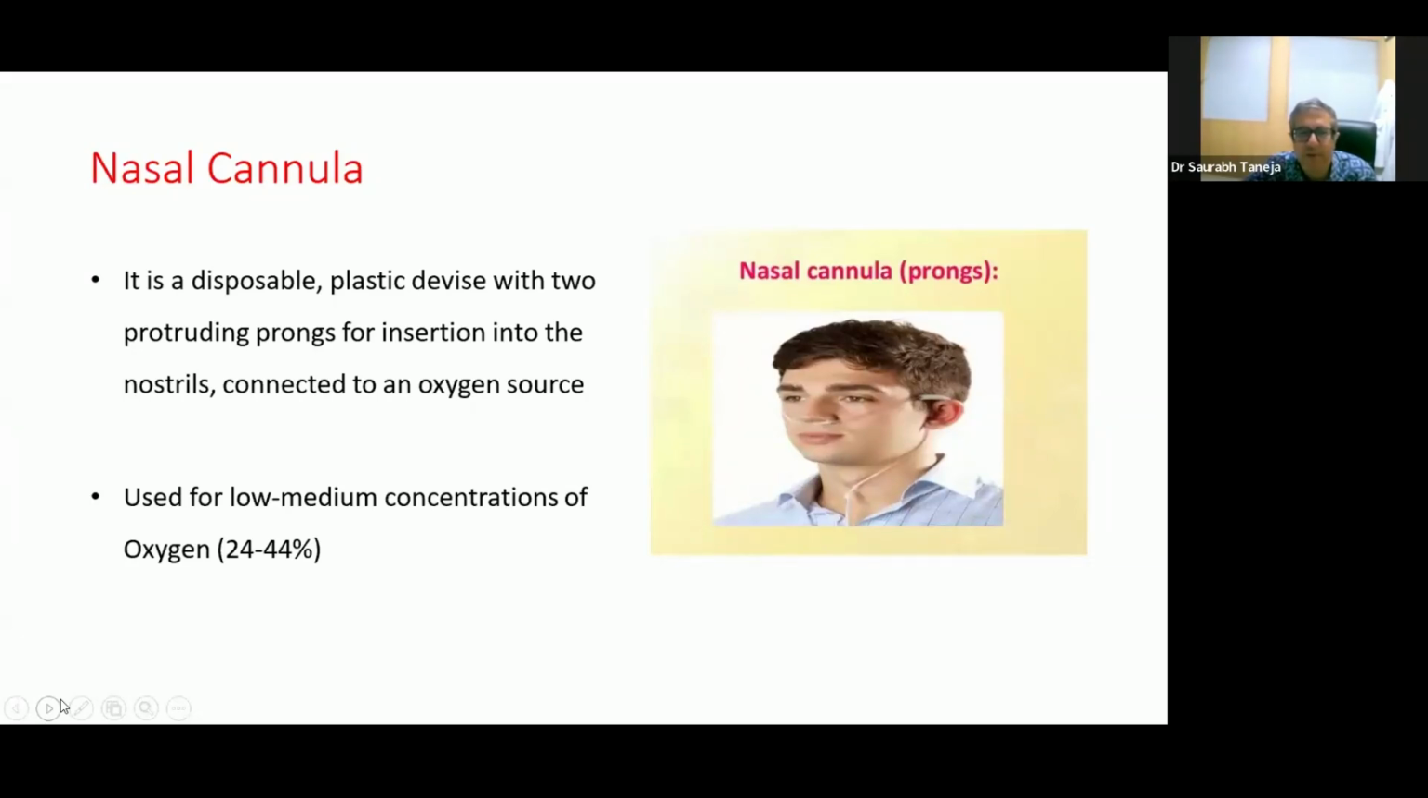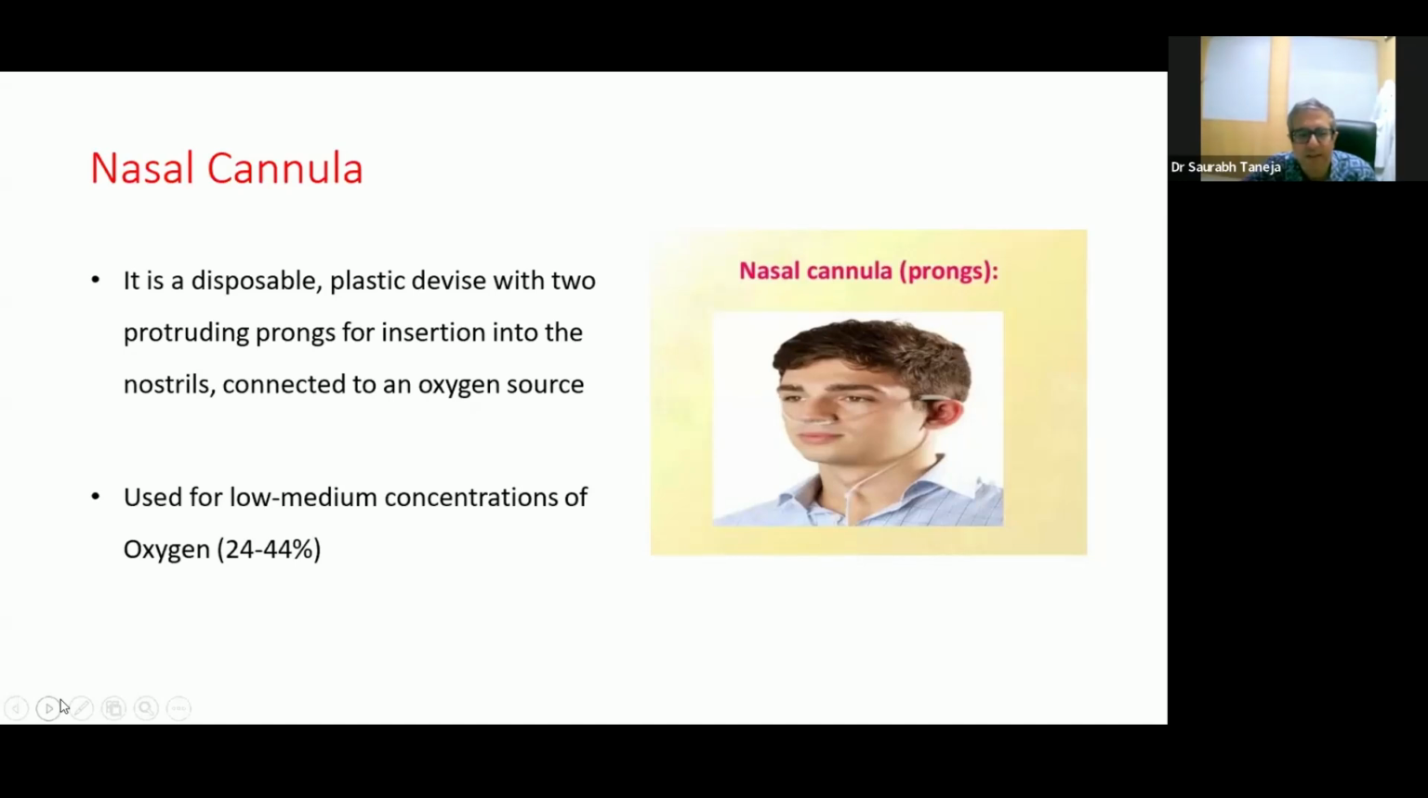We give oxygen from 1 liter to 6 liters with this. You and I breathe oxygen at 0.21, or 21%. When we give oxygen at 1 liter, it is 24%, and with every 1 liter increase, it increases by 4%. So at 6 liters, we have 44% oxygen being given via nasal cannula. If even after that the patient's saturation is not maintained, we have to move to a higher level of oxygen supplementation by some other device.